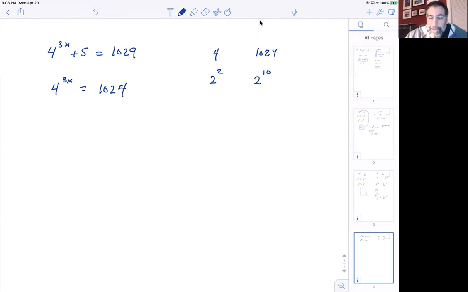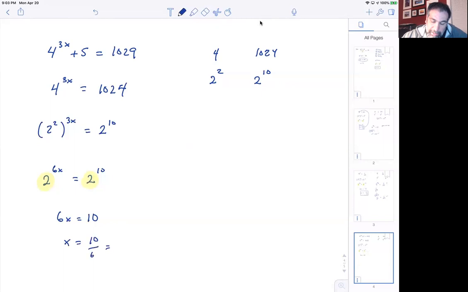If you're not familiar, that's okay. A little bit of guess and check will get you there. You'll have to use all 10 of your fingers to count up your powers of 2, but you'll get to 1024. So in this one, we know something raised to the 3x, and that something is 4. So I'm going 2 squared, raised to the 3x, is equal to 2 to the 10th. Multiplying these exponents gets me 2 to the 6x equals 2 to the 10th. Like bases on both sides, so if the bases are equal, the exponents must be equal. So I get 6x equals 10. And from here, I can say that x equals 10 over 6, and that will simplify to 5/3. So in this case, x is equal to 5/3.